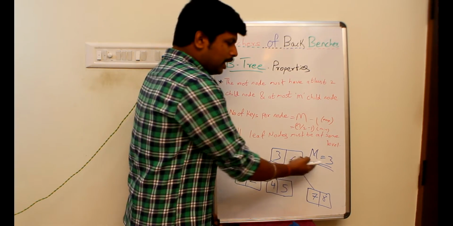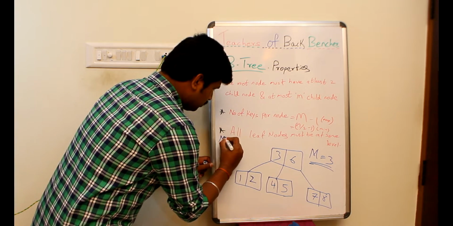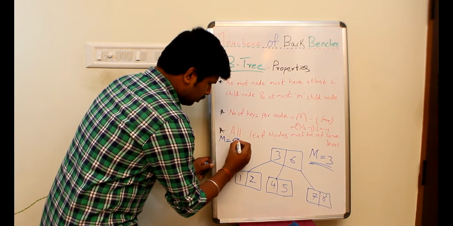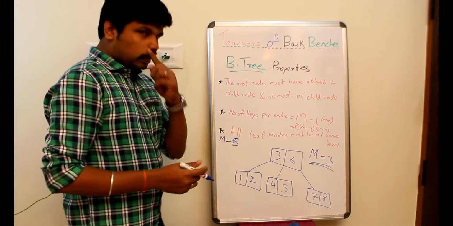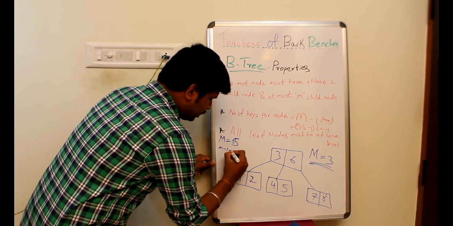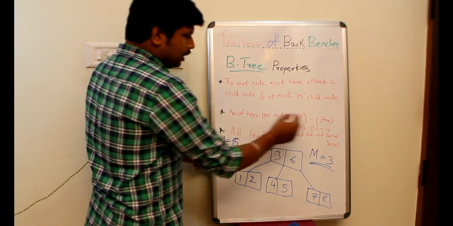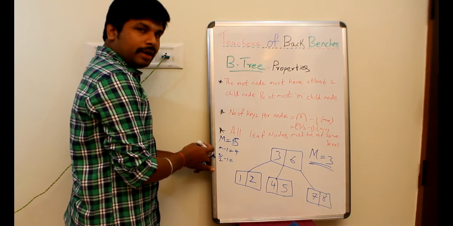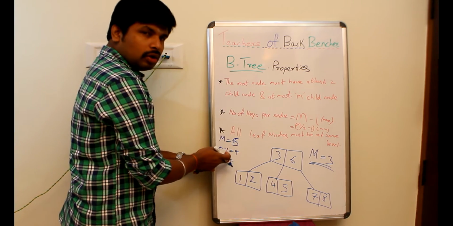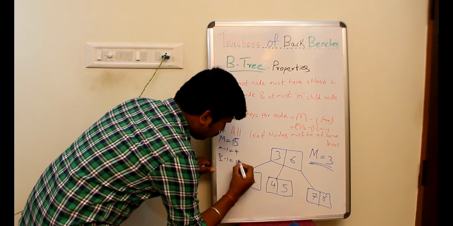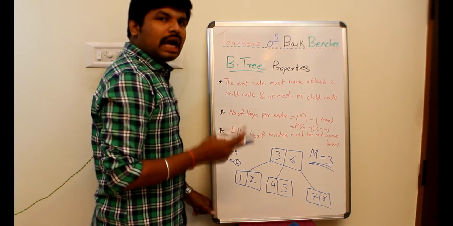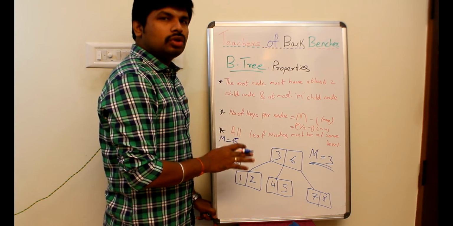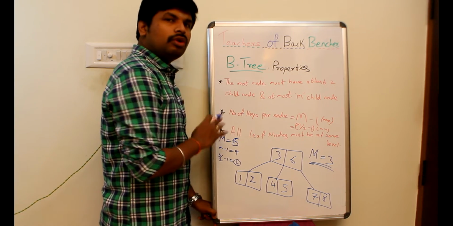For example, if m is equal to 5, then the maximum values available is m minus 1, which is equal to 4. The minimum value available is m by 2 minus 1: 5 by 2 is 2.5, 2.5 minus 1 is 1.5. So we are rounding off to 2. So each node must have a minimum of 2 values. There is no single value node available in a B tree where m is equal to 5.